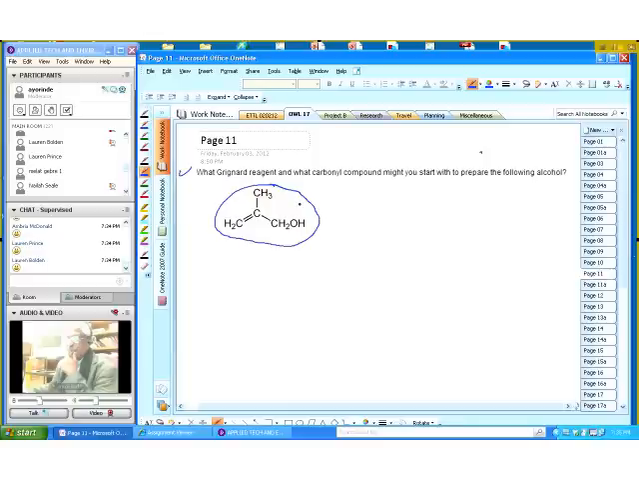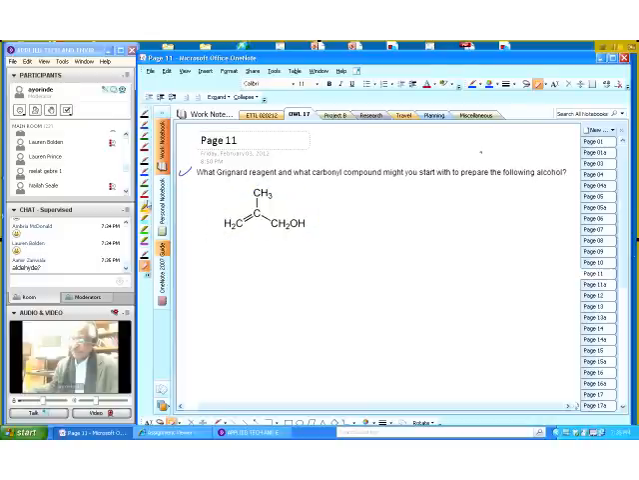Okay, so let us do some analysis here. If you look at this and they want us to make a primary alcohol, does anybody have an idea what kind of Grignard reagent and what kind of carbonyl compound could be used for this synthesis? Any suggestions? Okay, let me see if I will give you some help here. Any suggestion? Go ahead.